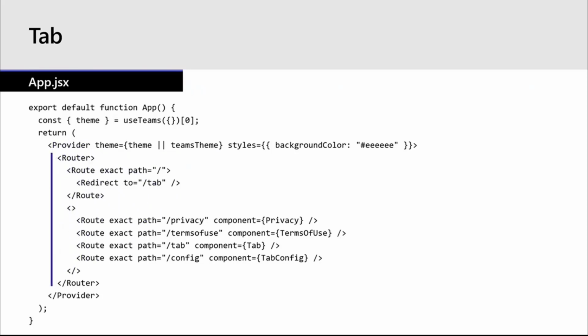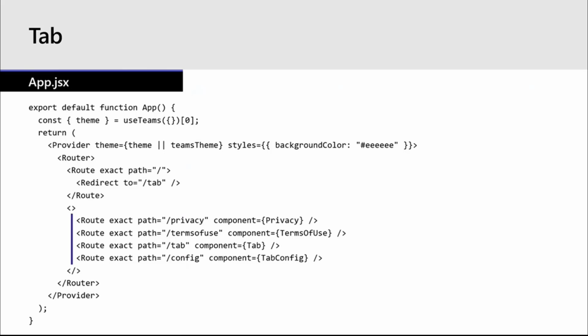The next thing I want to talk about is the router. So the router is provided for you to provide client-side routing for your application. We can see that there are 4 routes that are provided for you. So the privacy and terms of use, these are pages that need to be added into the app manifest that's created for an app. So if you're building a tab, you can use this setup to basically create your privacy pages and your terms of use pages.